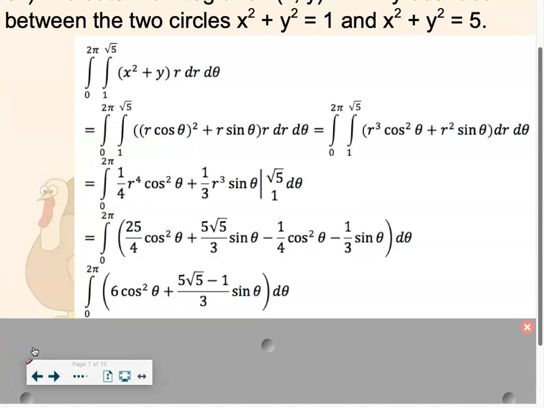So combining like terms, once you do your antiderivative with respect to r, plug in your numbers and combine like terms, you end up with this. How do we antidifferentiate cosine squared? We use our power reduction identity for cosine. Cosine squared is equal to 1/2 times 1 plus cosine 2 theta. You got to know it.